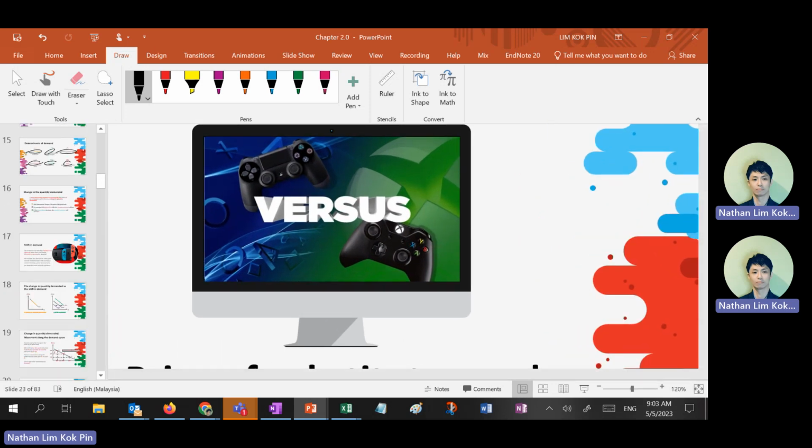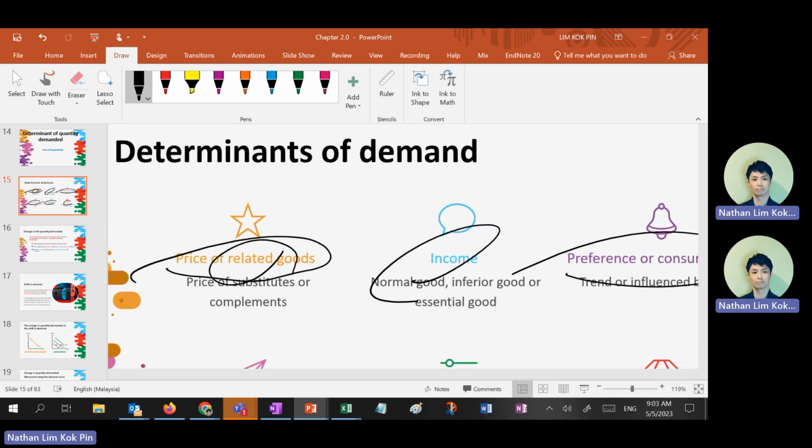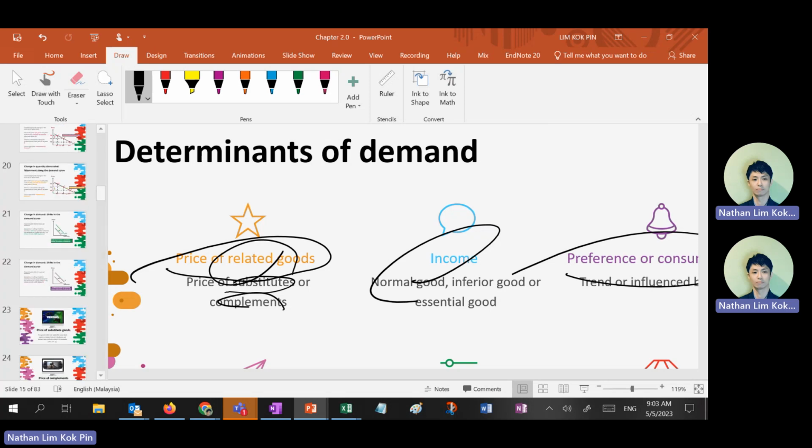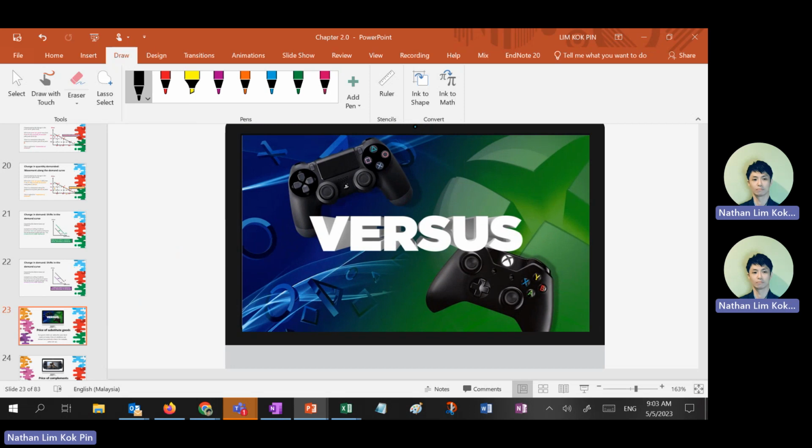first one that shifts the demand curve. The first one is the price of related goods or other goods. It can be substitutes or complements. So for substitutes, for example, Xbox and PS. You know these two game consoles? No? Anyone don't know?